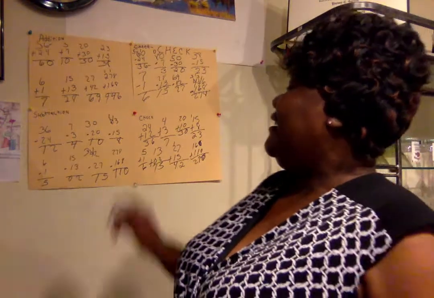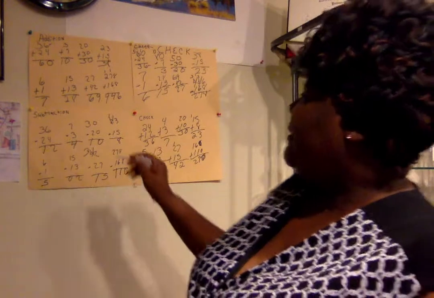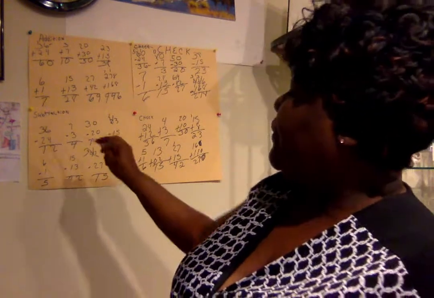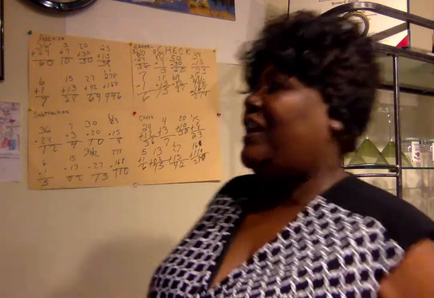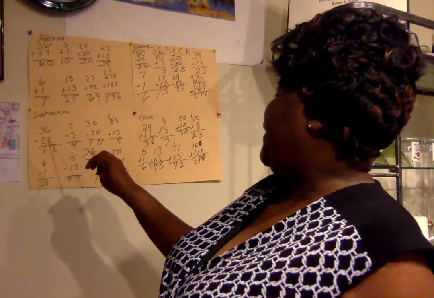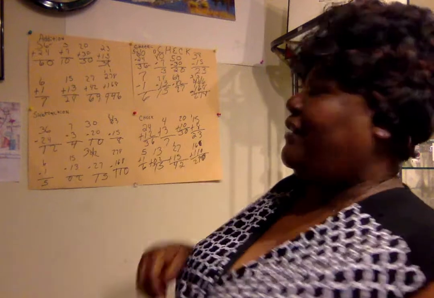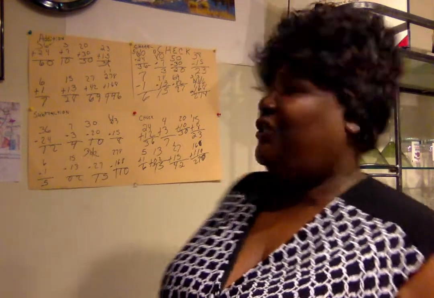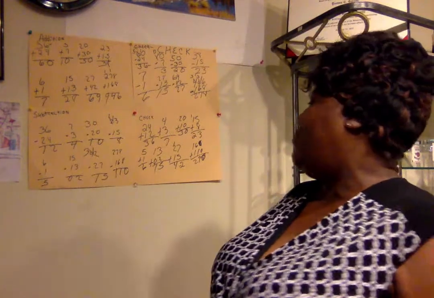Moving on to subtraction. The first problem, 36 minus 24. You would say 4 from 6 is 2. 2 from 3 is 1. The answer is 12. When you're checking for subtraction to see if your answer is right, you now will add. You will add the answer to the second number. You would say 24 plus 12 is 36. 36 is your first number in the subtraction problem, and 36 is your answer. Now you know that your subtraction answer is correct.